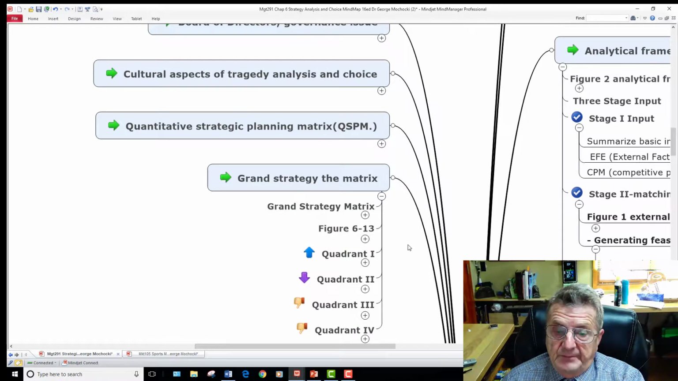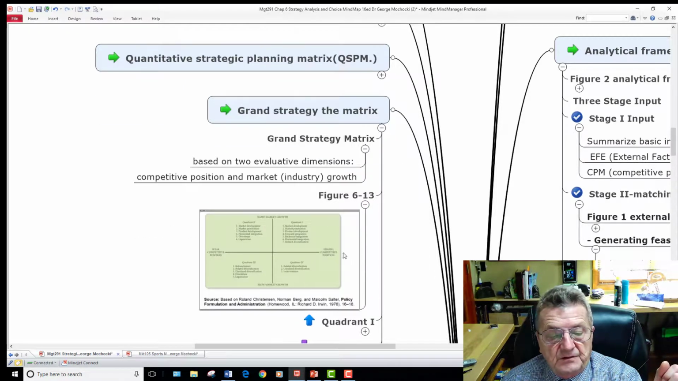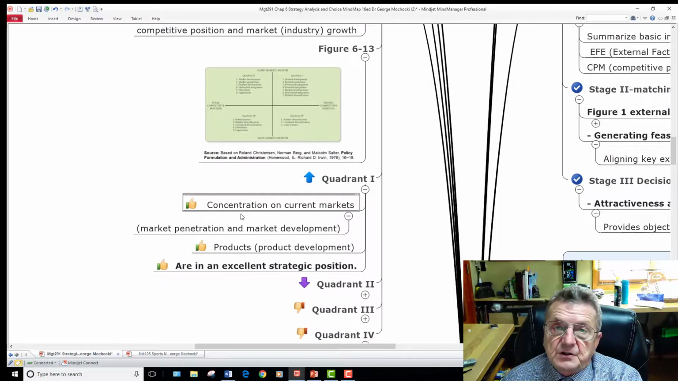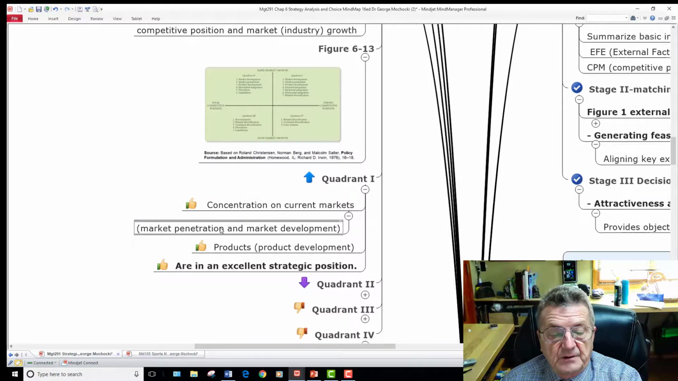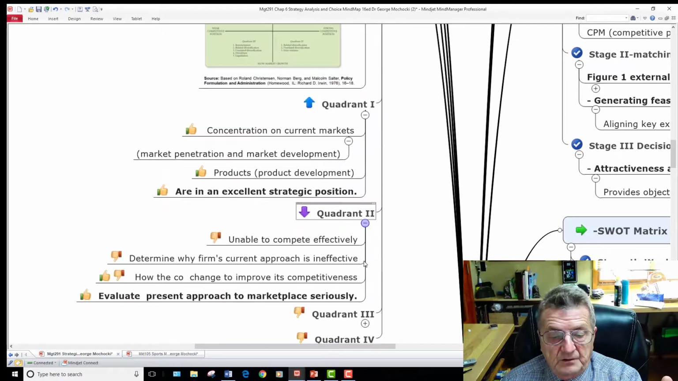Now this next one is the Grant, another matrix. As I said, don't worry about it. It's based on two evaluations, competitive and market industry. Again, here's the matrix. This one's a little easier. You know what I'm talking about? See where you fall in after you do the review and answer the question. Your first quadrant basically tells you concentration in current market. That's what you decided to do as your next 2 to 5 year strategy, and you're looking at market penetration or development, or product development. You're in an excellent position in this one. So quadrant one, you fall in there.